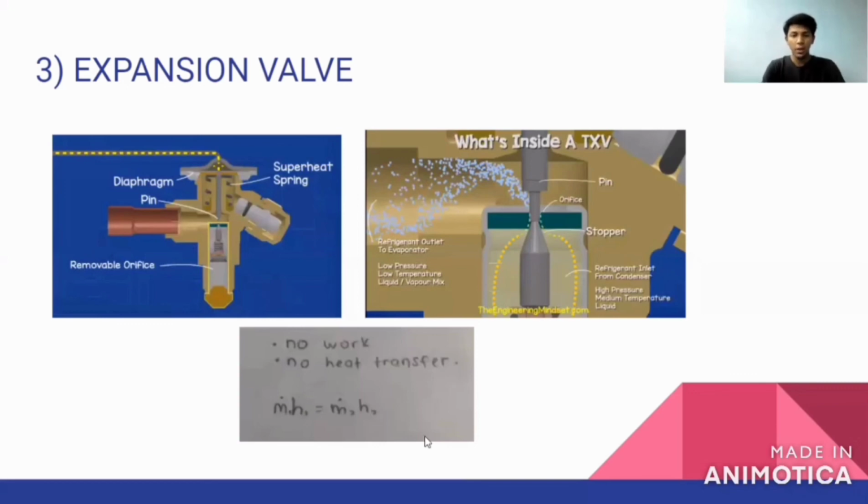So this is the equation. It is very easy because there's no work, no heat transfer, and also no potential energy and kinetic energy. So we can cancel the Q, the W, and the potential energy and the kinetic energy. And this is what is left.